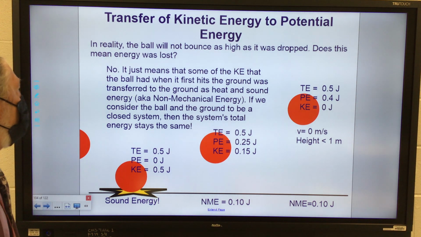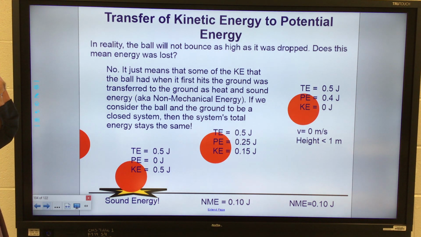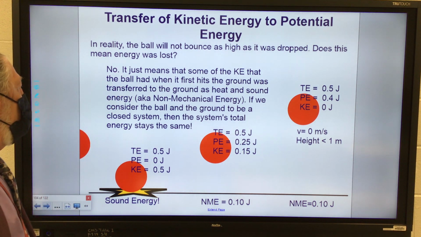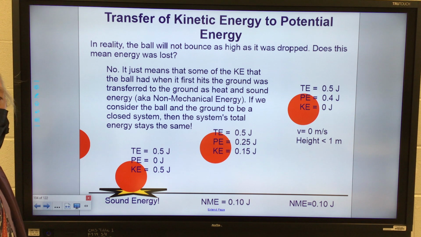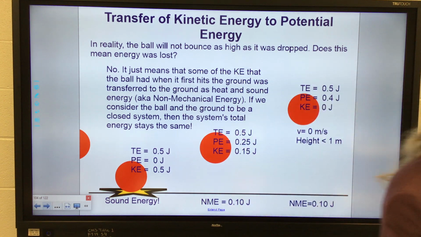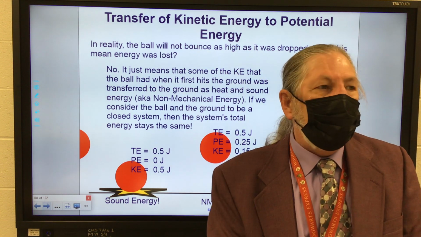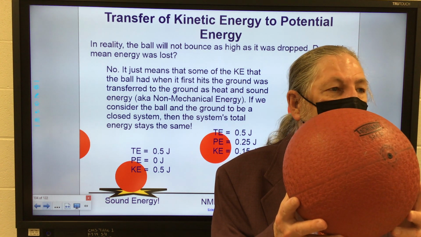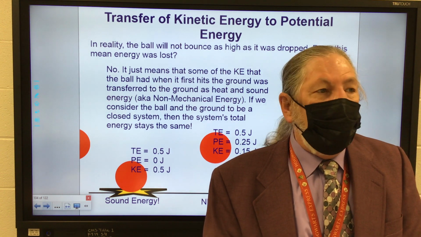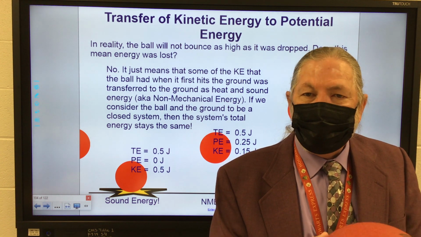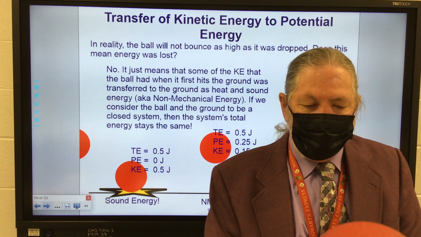Okay, so again, in reality, the ball will not bounce as high as it was dropped. Does this mean that the energy is lost? No. It just means that some of the kinetic energy that the ball had when it first hit the ground was transferred to the ground as heat. There's a certain amount of heat and sound because, listen, do you hear anything? There's sound energy, right? So some of this kinetic energy was sound. You heard it. And also when something hits another object, there's a certain amount of heat that's generated.